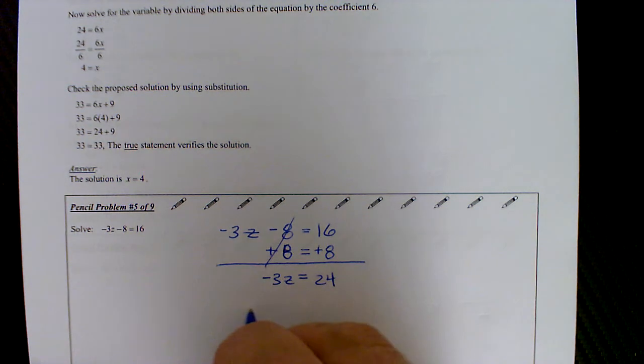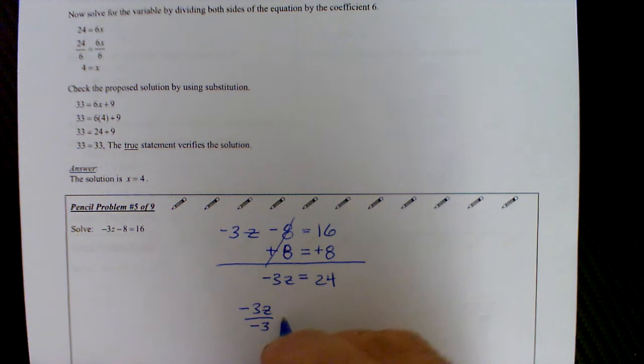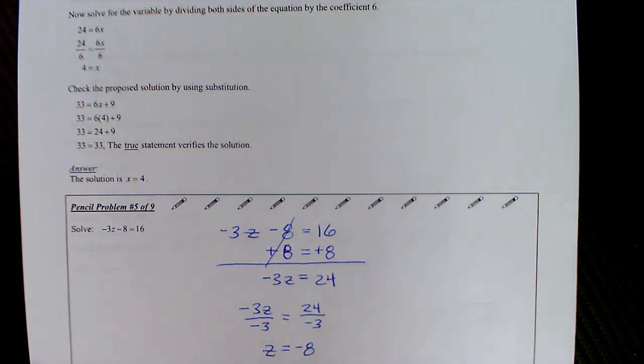So now I divide by negative 3. Divide the right-hand side by negative 3 as well. And z is negative 8. And again, the check is optional.